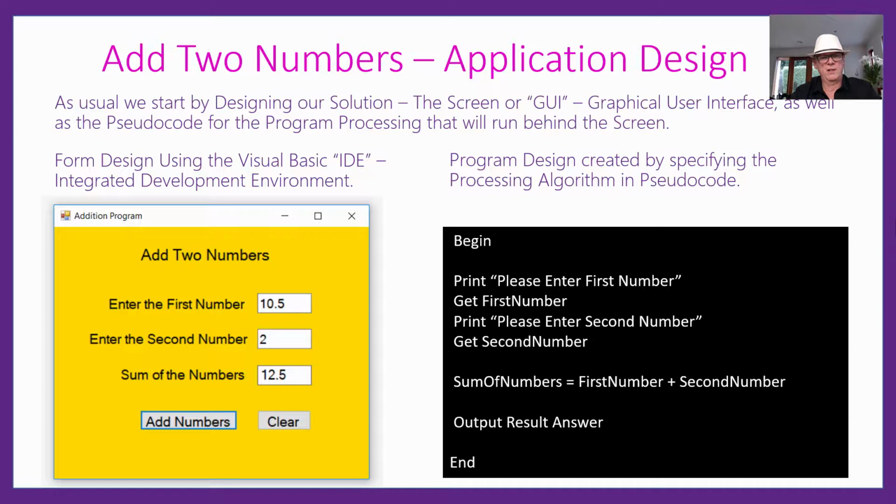So we've got our screen design set up of how the screen's going to look exactly how we want it. And for the pseudocode there, we've got the processing. Basically, we're going to just ask them for the numbers, get each of the numbers, add the numbers up, and output an answer to them. So fairly simple program, fairly simple pseudocode. What could possibly go wrong? Well, we'll see about that.